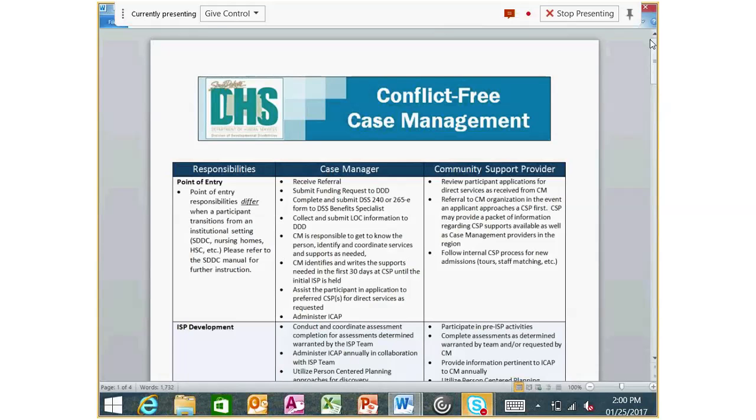I do want to start by saying that the document you see on your screen says conflict-free case management with a blue header at the top, and then breaks down the responsibilities between case management and community support providers. This document was shared with case management agencies and CSPs last week, and so it's still circulating for feedback, and we know that there might still be comments coming in. We tried to gather what we could yesterday before we finalized everything we had. If you have any further comments or feedback, you can send them to Samantha Hines or myself.